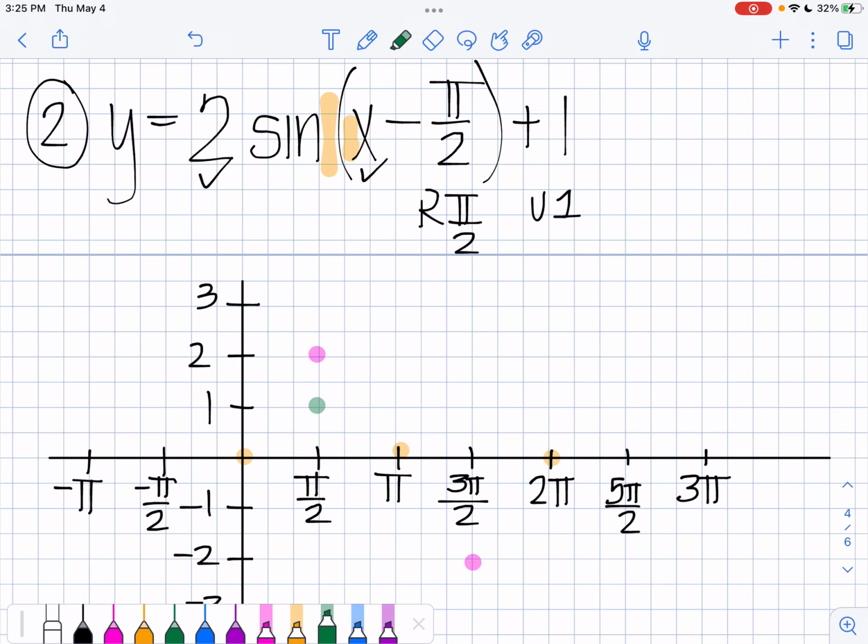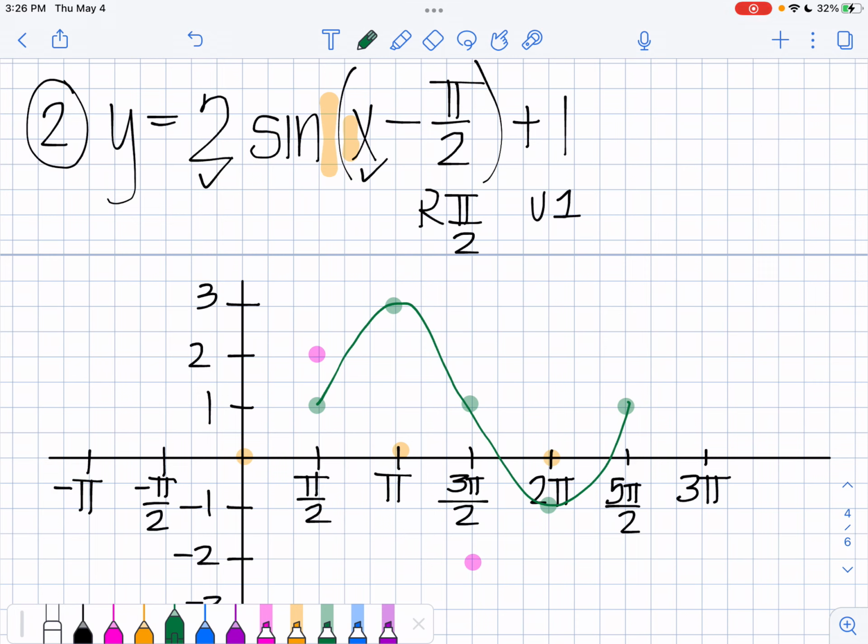3 spaces right, 2 spaces up. 3 spaces right, 2 spaces up. 3 spaces right, 2 spaces up. 1, 2, 3, and 1, 2. Okay, so now I'm going to connect my green guys. And now I have one period of y equals 2 sine of x minus pi over 2 plus 1.